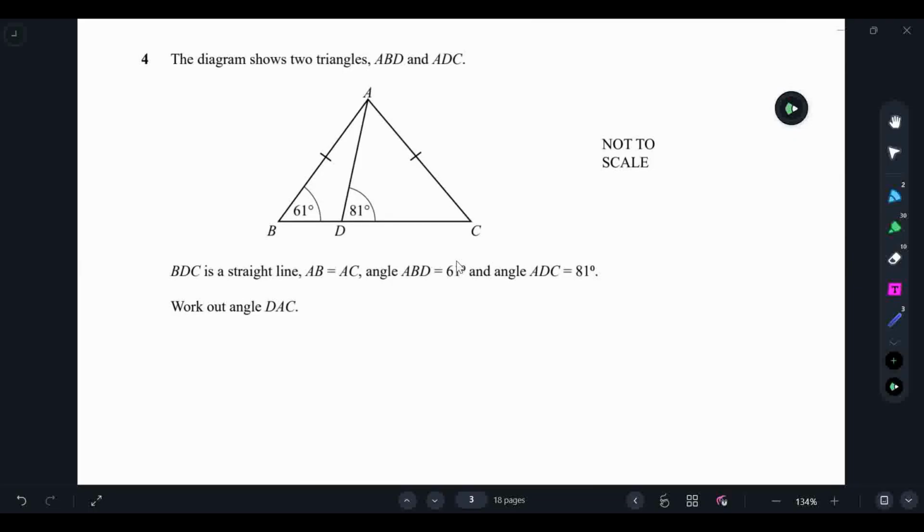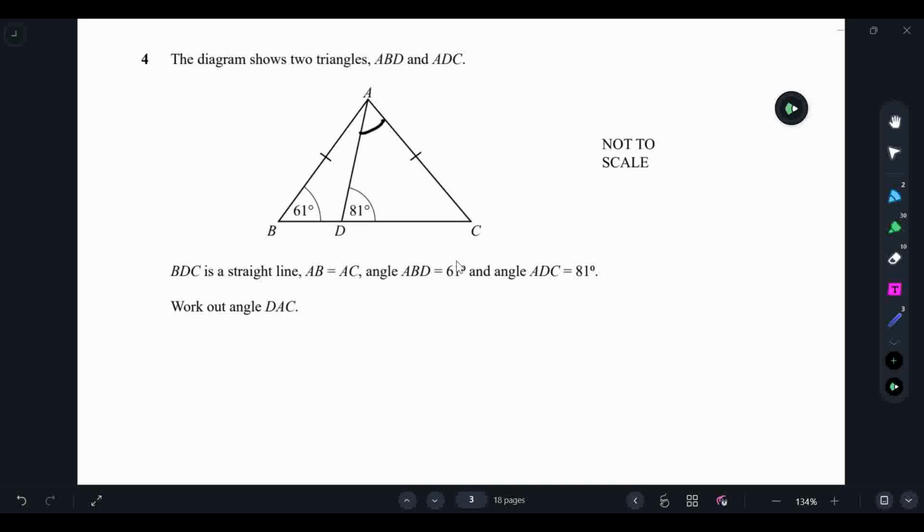BCD is a straight line. AB is equal to AC. Angle ABD is equal to 61 degrees and angle ADC is equal to 81 degrees. Work out the angle DAC. So DAC means we need to find out this angle.